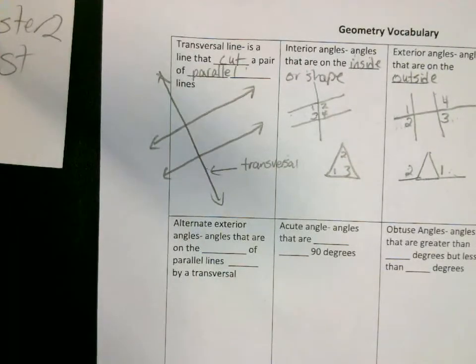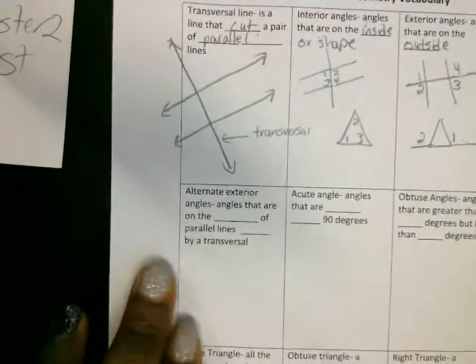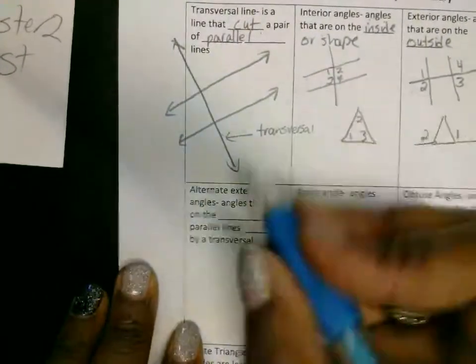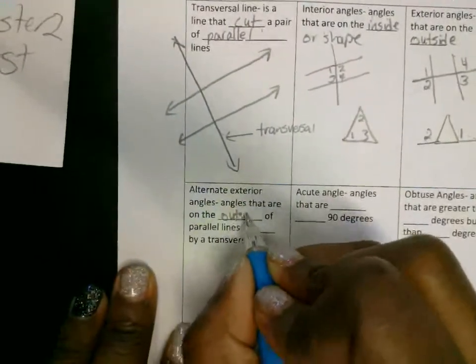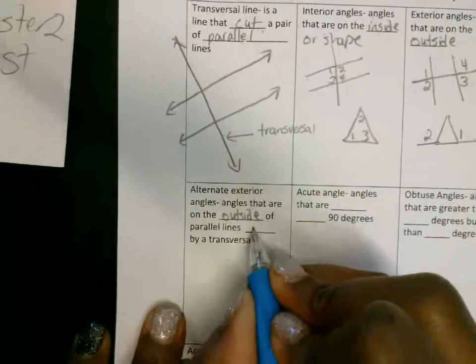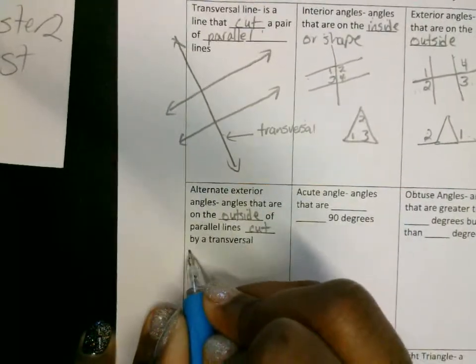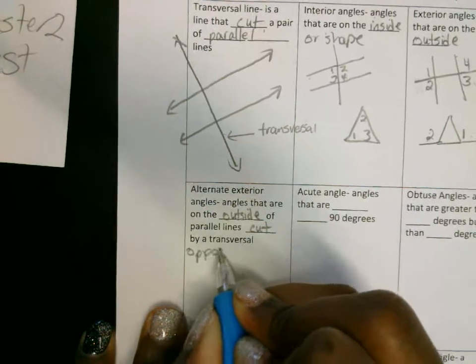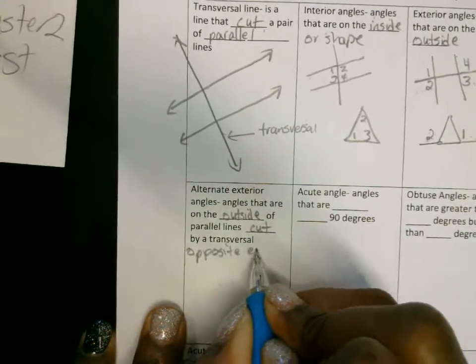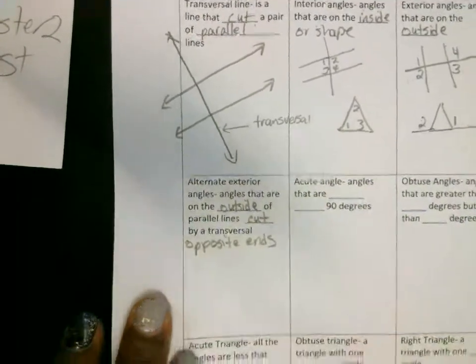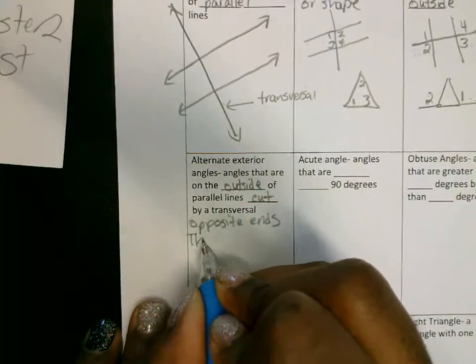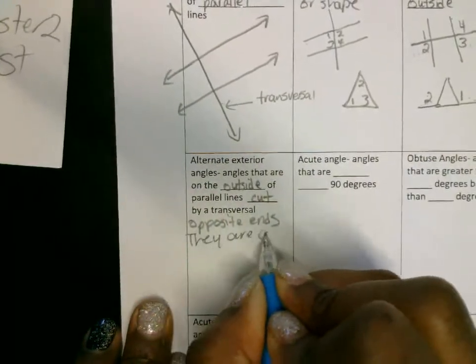Alternate exterior angles are angles that are on the outside of parallel lines cut by a transversal. And they are on opposite ends also. They are congruent.